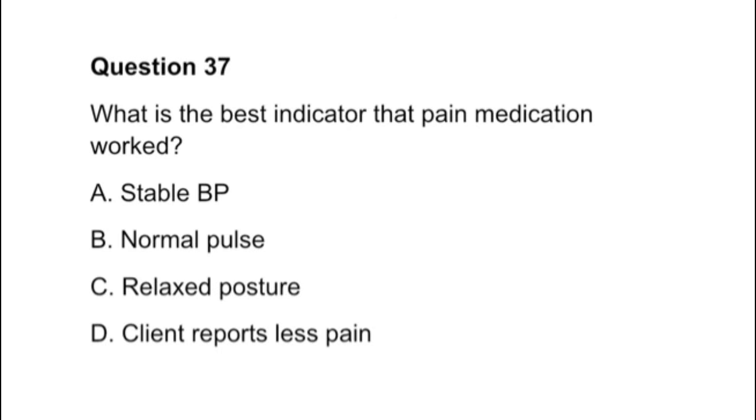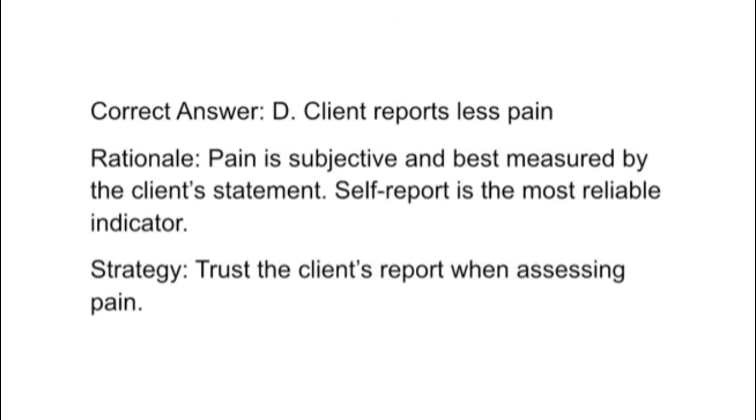Question 37. What is the best indicator that pain medication worked? A. Stable BP. B. Normal pulse. C. Relaxed posture. D. Client reports less pain. Correct answer: D. Client reports less pain. Rationale: pain is subjective and best measured by the client's statement. Self-report is the most reliable indicator. Strategy: trust the client's report when assessing pain.